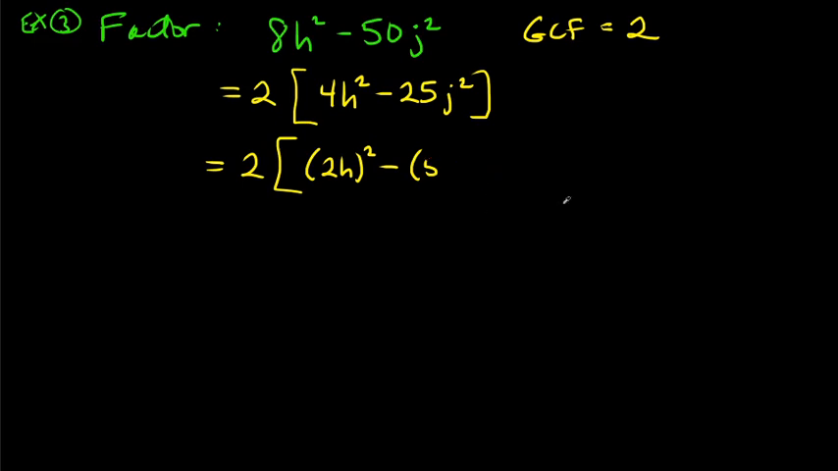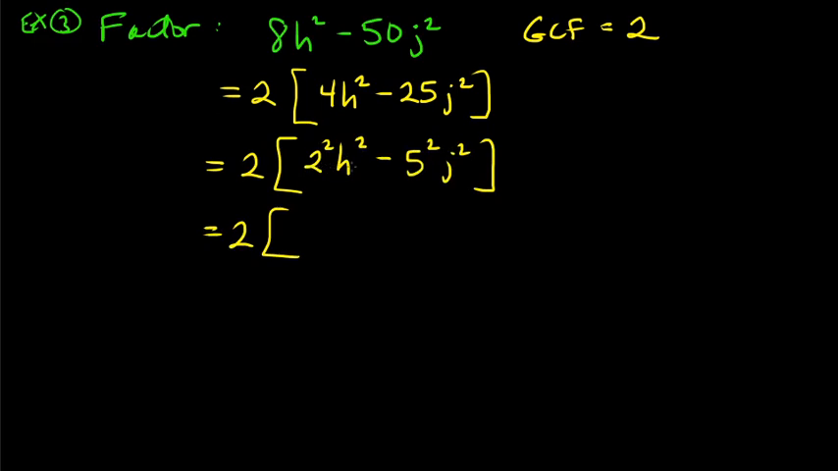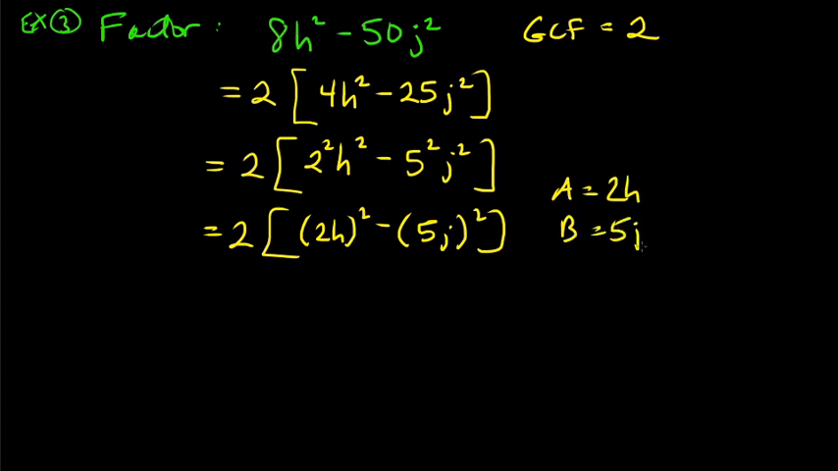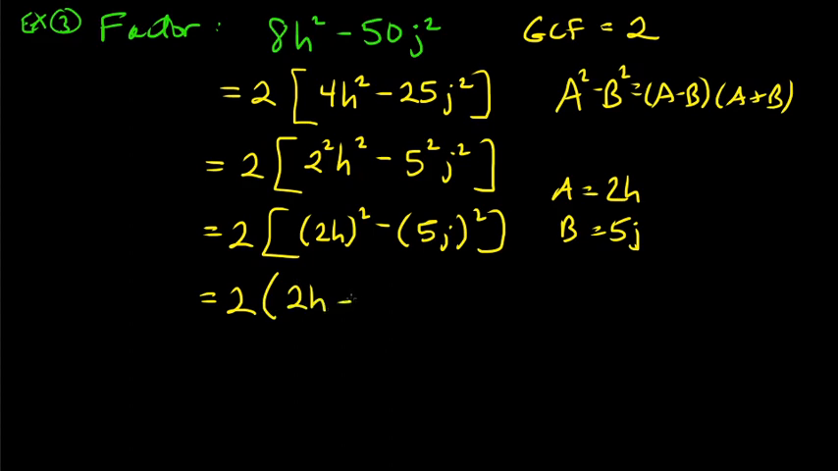And now the 4 and the 25 are perfect squares. So this is going to be 2h quantity squared minus 5j quantity squared. And maybe I went a little too fast there. So everything here is a perfect square. The 2h is what's being squared, and the 5j is what's being squared. So a is 2h, and b is 5j. As long as you don't forget a squared minus b squared is a minus b times a plus b, you should be able to factor this as 2h minus 5j times 2h plus 5j.